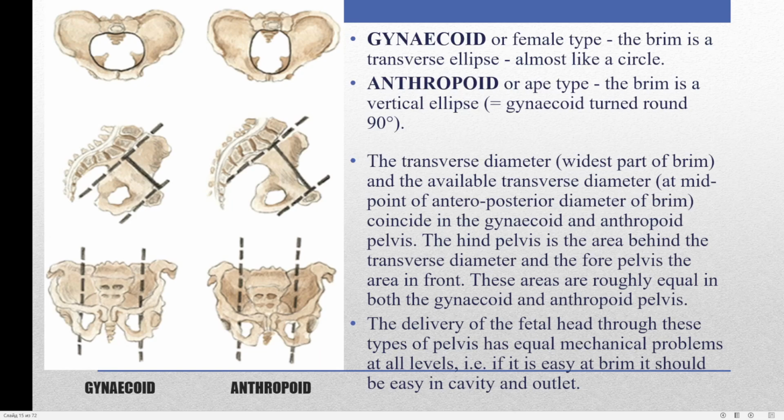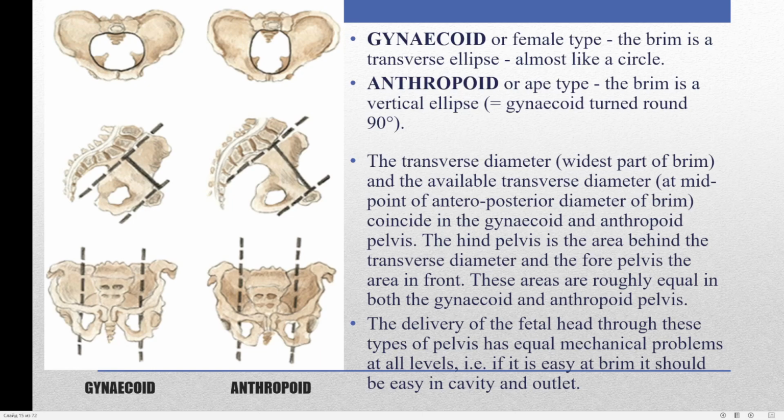Gynecoid or female type. The brim is a transverse ellipse, almost like a circle. Anthropoid or ape type. The brim is a vertical ellipse, gynecoid turned round 90 degrees. The transverse diameter, the widest part of the brim, and the available transverse diameter, at the midpoint of the anterior-posterior diameter of the brim, coincide in the gynecoid and anthropoid pelvis.